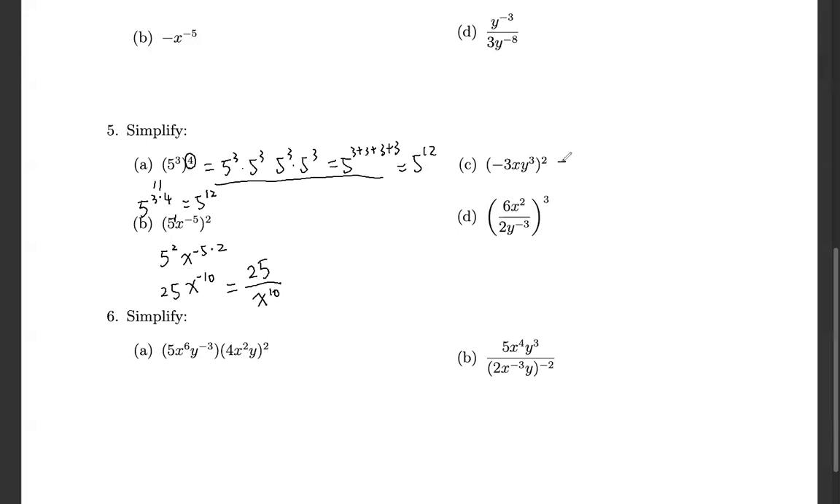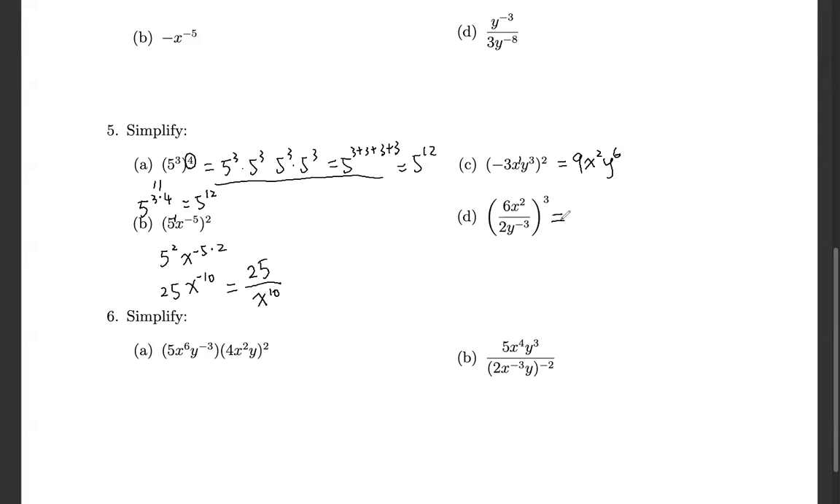Now let's see C. So negative sign raised by even number becomes positive. So 3 squared is 9. X is x raised by 1. 1 times 2 is 2, x squared. Y raised by 3, then raised by 2. 3 times 2, 6.